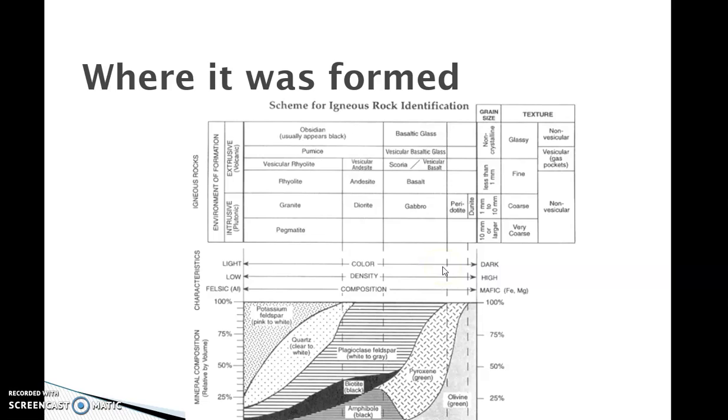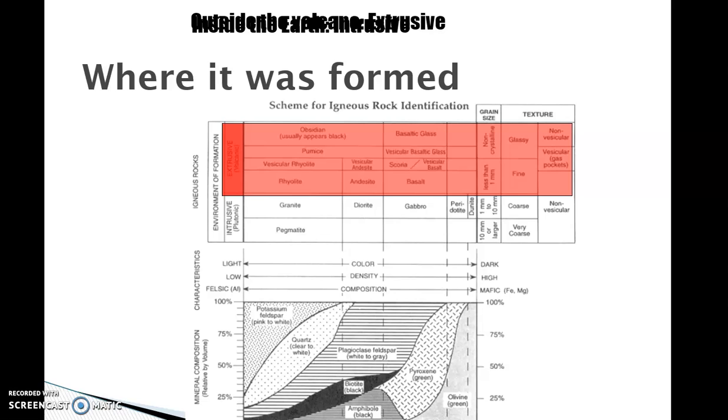So our next step is, where was it formed? If it was formed outside the volcano, we call that extrusive. This is from yesterday. This is not new information. Out of the volcano is extrusive, and these are all shot out of the volcano.